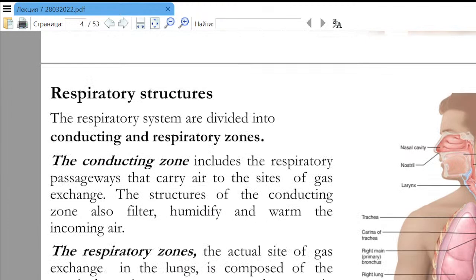Respiratory structures. The respiratory system structures are divided into conducting and respiratory zones. The conducting zone includes the respiratory passageways that carry air to the sites of gas exchange. The structures of the conducting zone also filter, humidify and warm the incoming air.